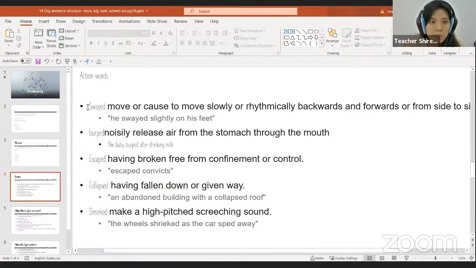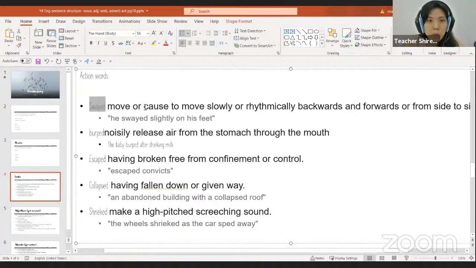Okay, first one is swayed. Swayed means move slightly. Like for example, you can say some people are swaying. It can be a slow movement or it can be a rhythmic movement. Like for example, the salsa dancer is swaying her body like a wind blow. Or you can also sway like he swayed slightly on his feet. You just move a little bit. Both is sway.